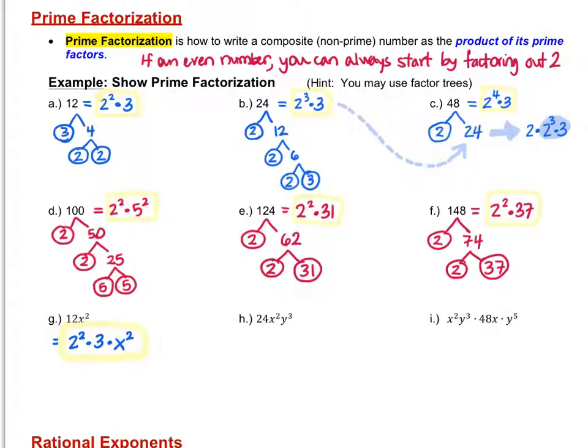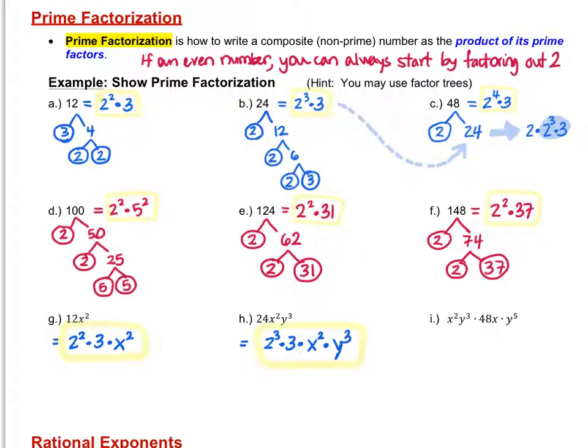As we move on to question H, we can use what we had for the prime factorization of 24 in the work that we did up above. So we know that this is going to be 2 cubed times 3, just like in question B. And that's going to be multiplied by x squared and y cubed. We've got the prime factorization. That was pretty quick and easy.